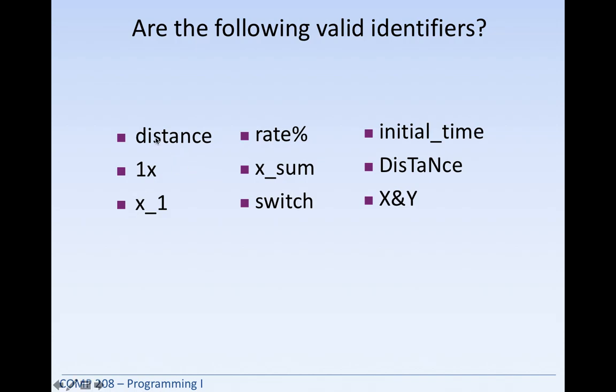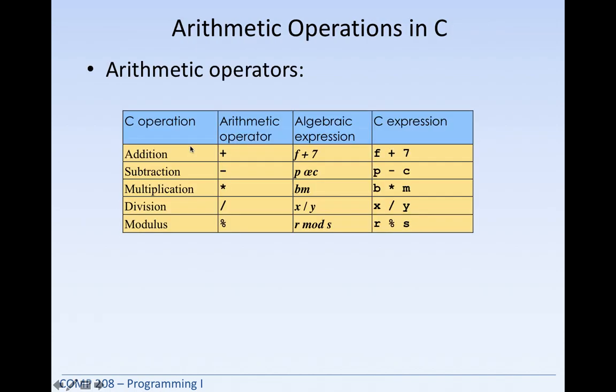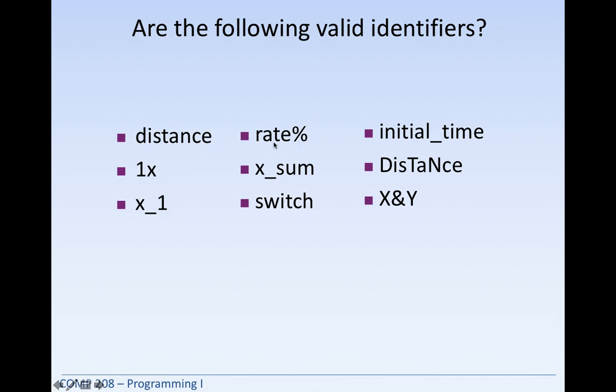You can see that the first one is a valid identifier. Is the second one a valid identifier? So this is okay, distance is okay. Rate percentage is not okay because it has a percentage. Initial_time is okay because underscores are allowed. 1x is not okay because it's starting with a digit. X_sum is okay because underscores are allowed.